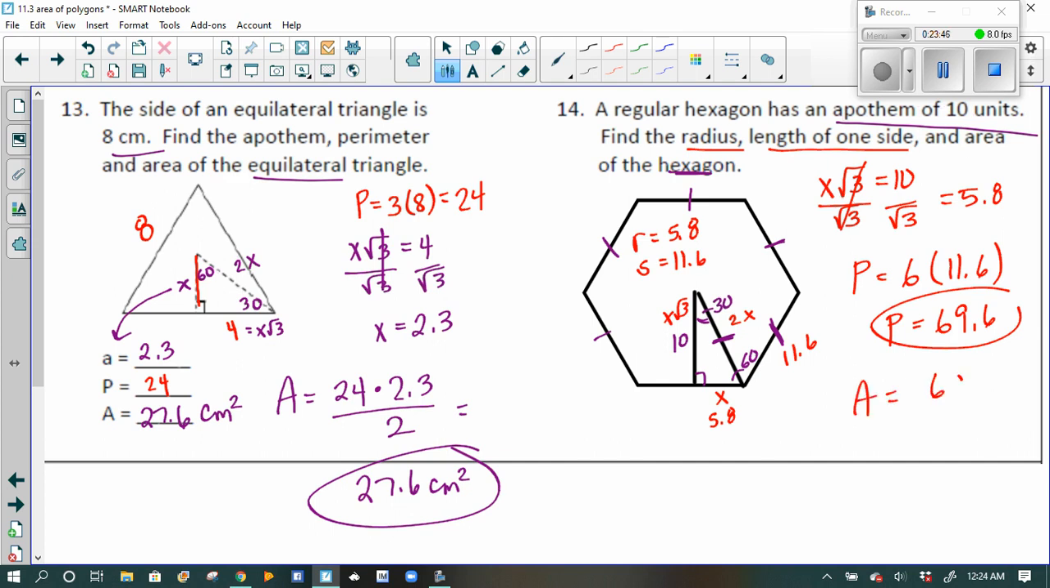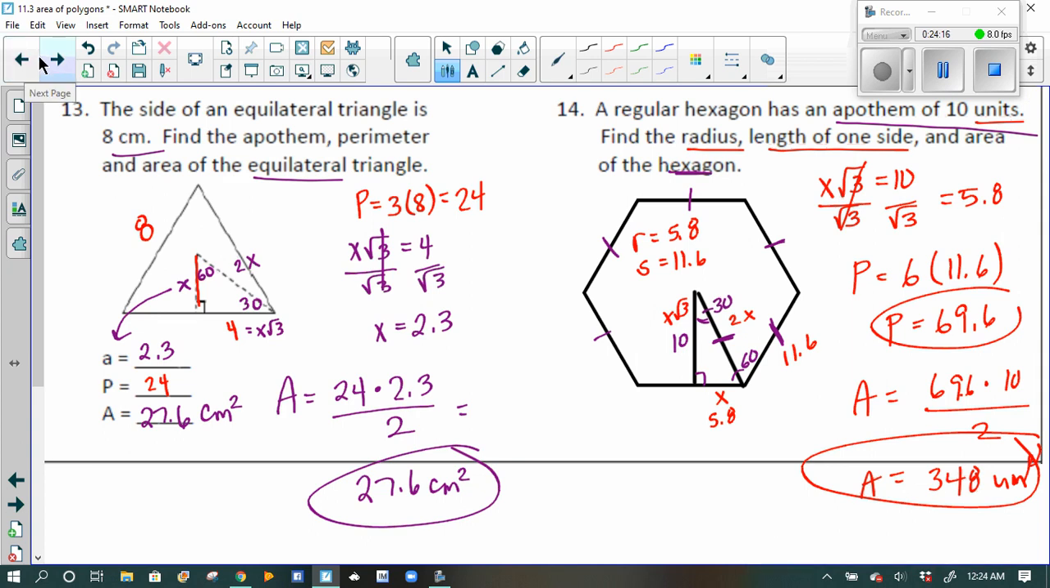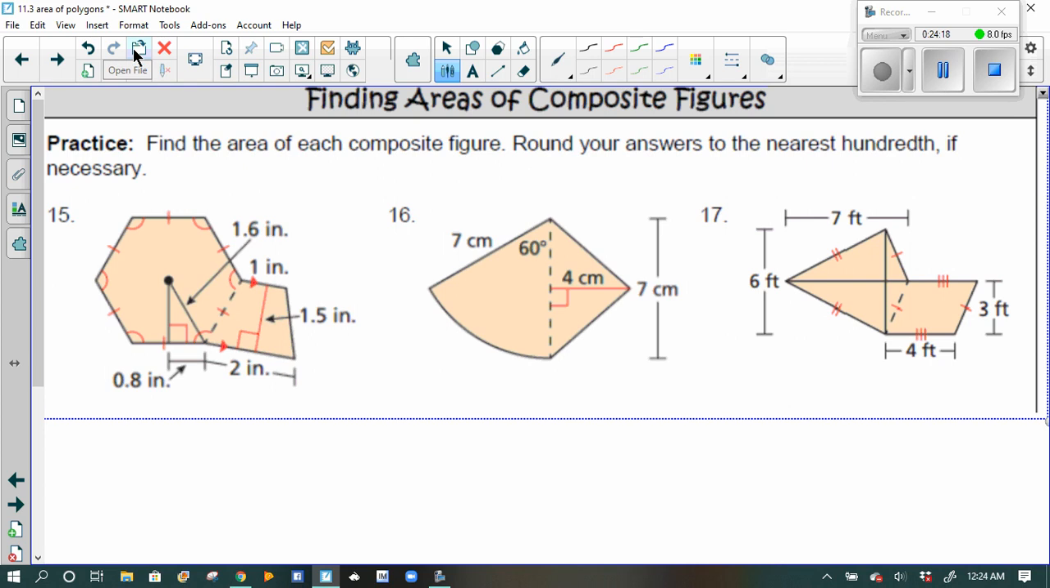Area is perimeter times apothem divided by 2. So 69.6 times 10 divided by 2 is 348. So the area is 348, and they gave this to me in units, so this is units squared. And I don't know what happened to that, but that's units squared. All right. These take a little bit of practice, but if you just use the rules, you will be okay.